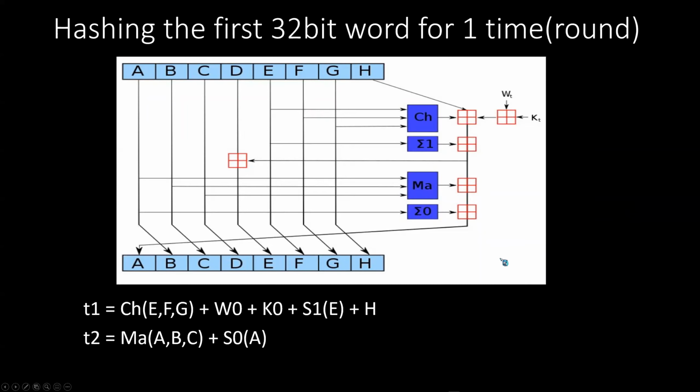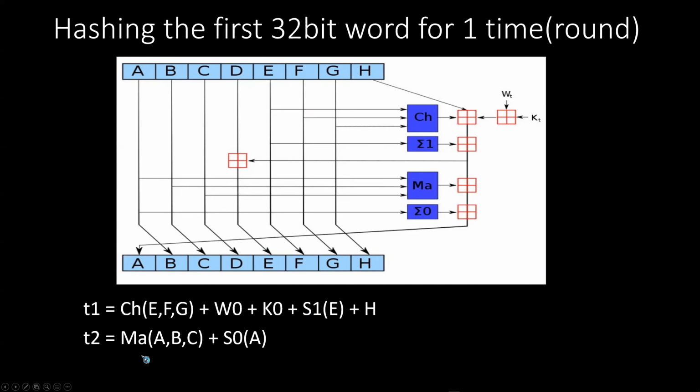And we'll create T1 and T2 for future use. T1 uses the CH function, and the input will be EFG, and big sigma 1 is also used in T1, the input is E, and we also add the W0, K0, and H. Notice that this plus sign here is the same as the red box here. It's plus with mod of 2 to the power of 32.